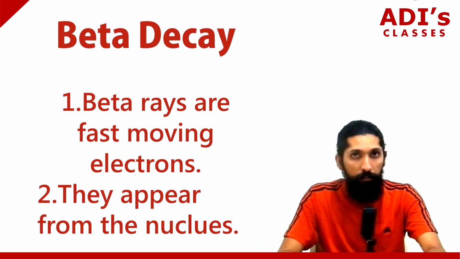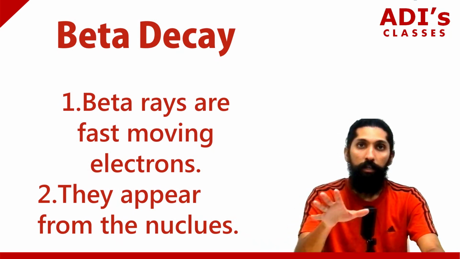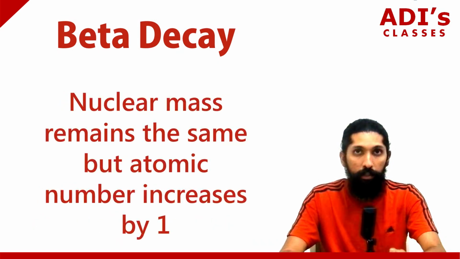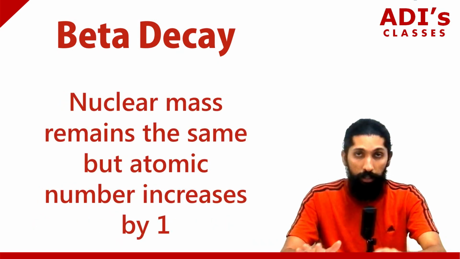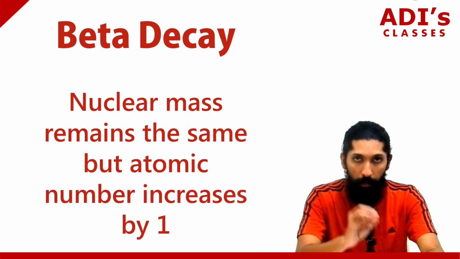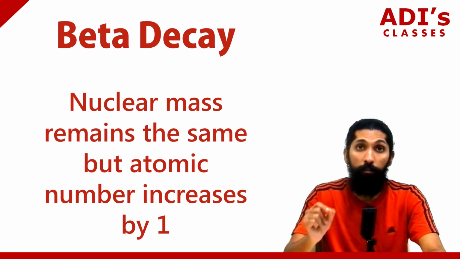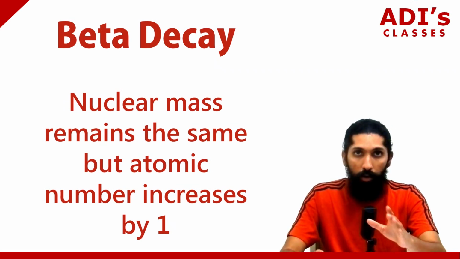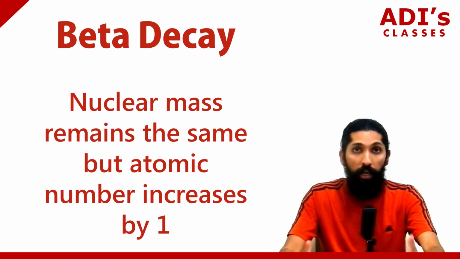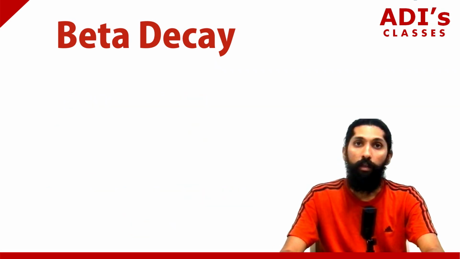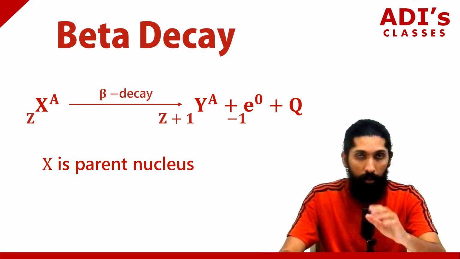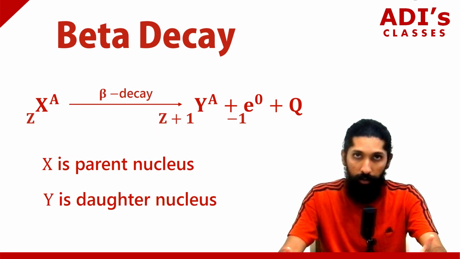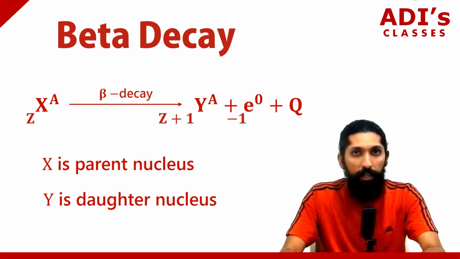Now what happens in a beta decay is that the mass number remains the same, but the atomic number increases by 1. Let me tell this again. Mass number remains the same, but atomic number increases by 1. So how we write it mathematically: X is the parent nucleus, and now you have Y as the daughter nucleus, and we are going to eject one electron, and of course you are going to have energy. Now what exactly happens? Let's come to that.